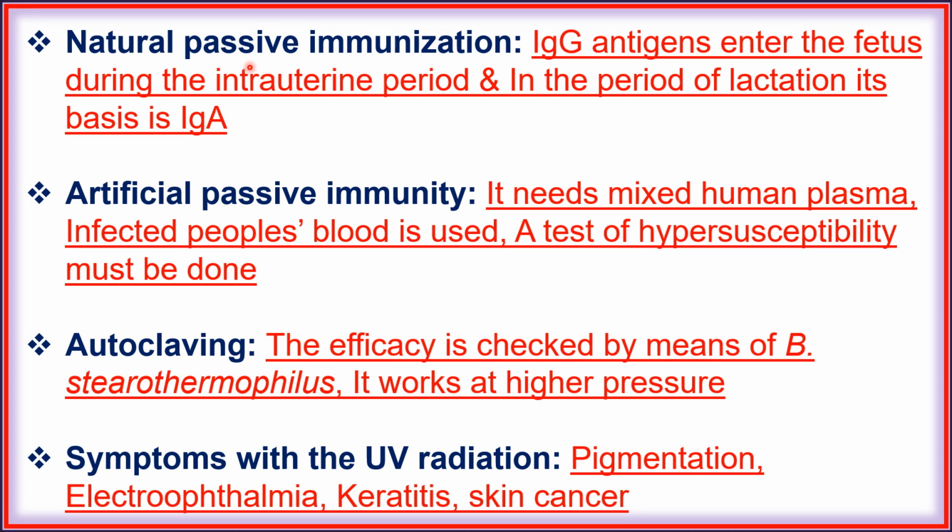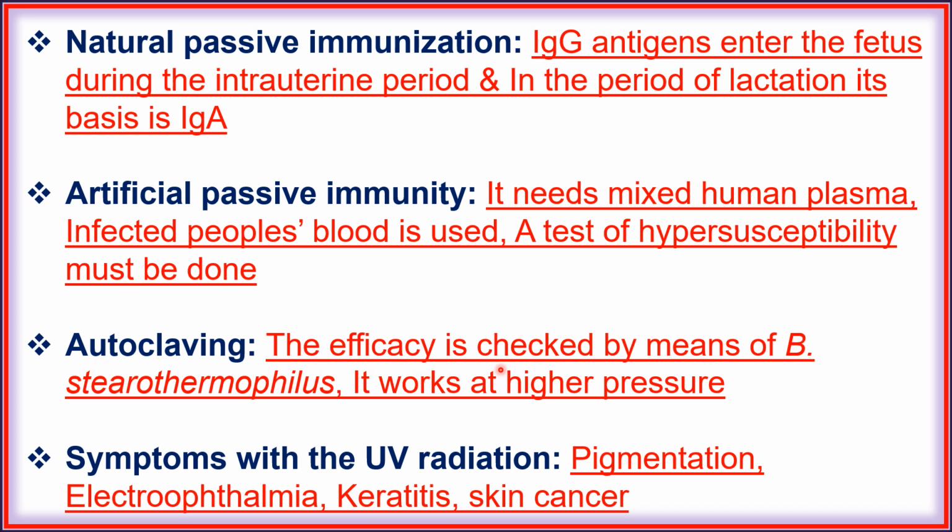Next, natural passive immunization: IgG antibodies enter the fetus during the intrauterine period, and in the period of lactation its basis is immunoglobulin A. Next, artificial passive immunity. It needs mixed human plasma. Infected people's blood is used. A test of hypersusceptibility must be done.